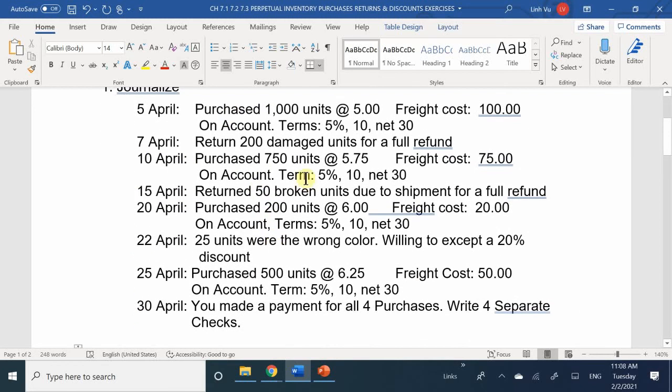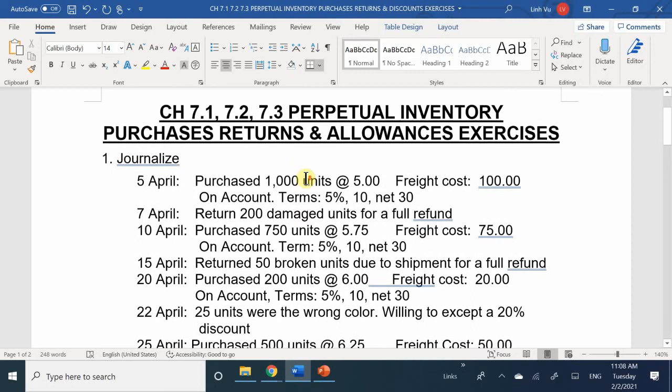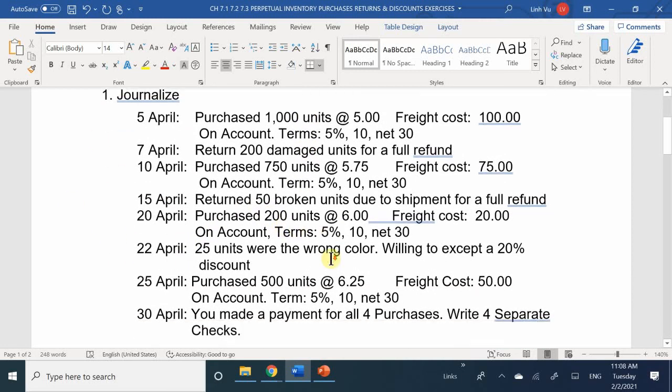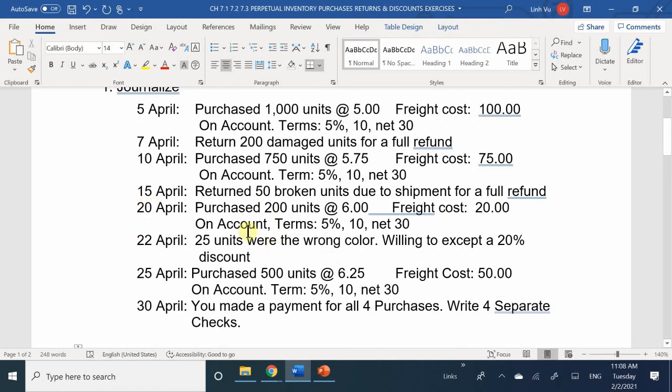All right. So now the third check is going to be for our next purchases, which is here. We purchased 200 units for $6 on April 20th. Your terms are 5/10, net 30. And on the 22nd, we also made a refund for a 20% discount. So how much am I going to be recording here? Did I make the discount? Yes, you did. Okay.